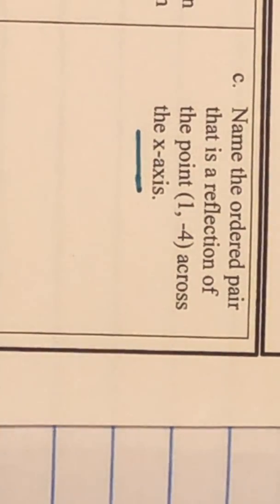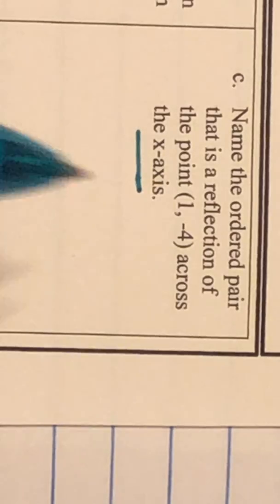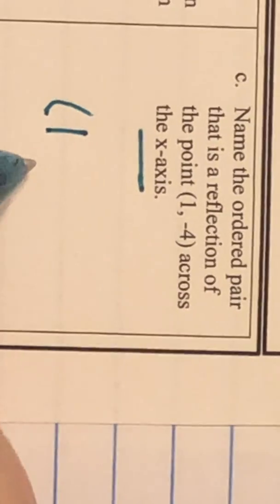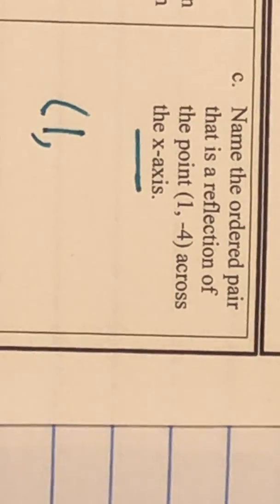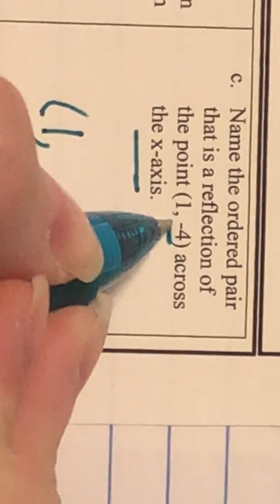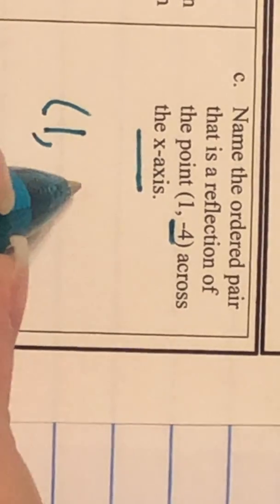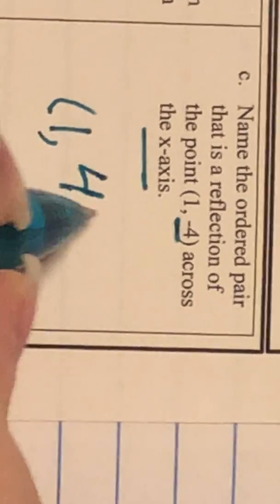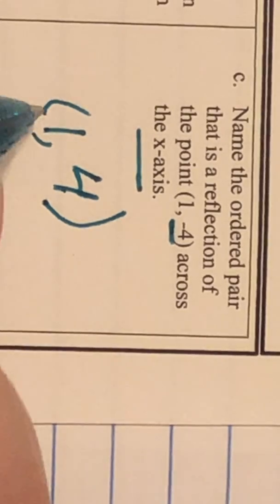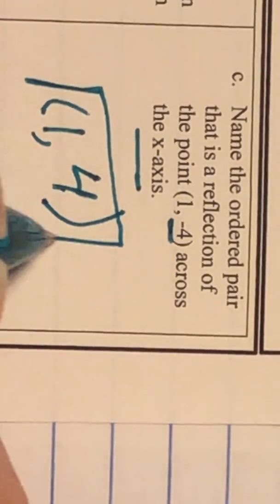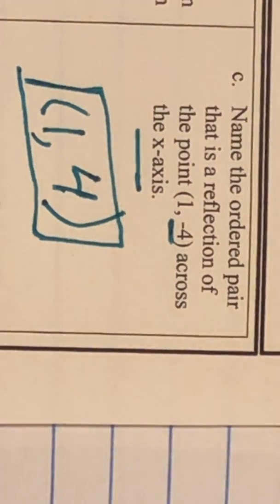So this means my x stays the same because I'm reflecting across the x. So that's 1. And my negative 4 is the opposite. My y-coordinate's the opposite. So the opposite of negative 4 is 4. So my coordinate is 1, 4.